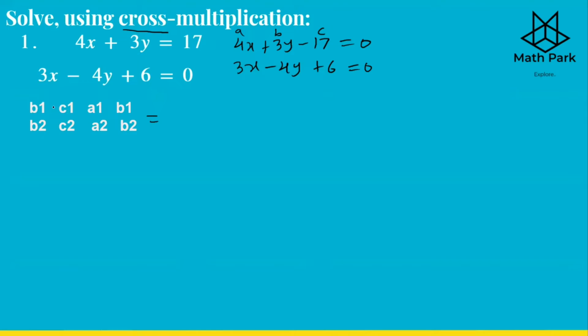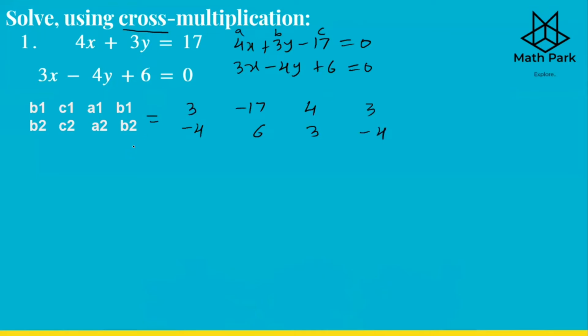So then let us write what is B1. B1 here is positive 3 and B2 is minus 4. Write it like this. C1 here is minus 17 and C2 is 6. A1 is 4 and A2 is 3. And again, in the last column we have B1, B2. So write that here, 3 and minus 4. So it is very important to write this first.